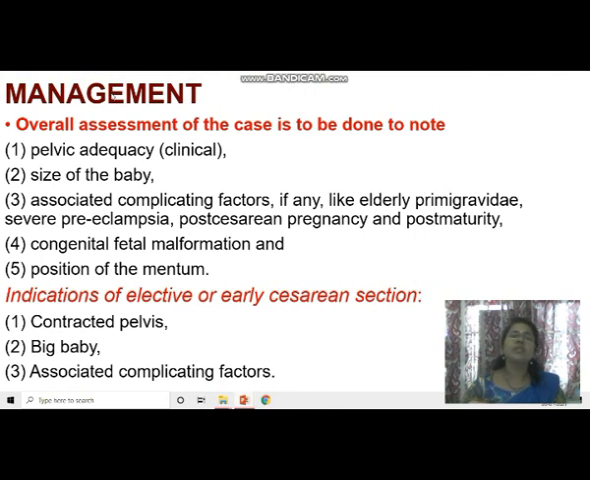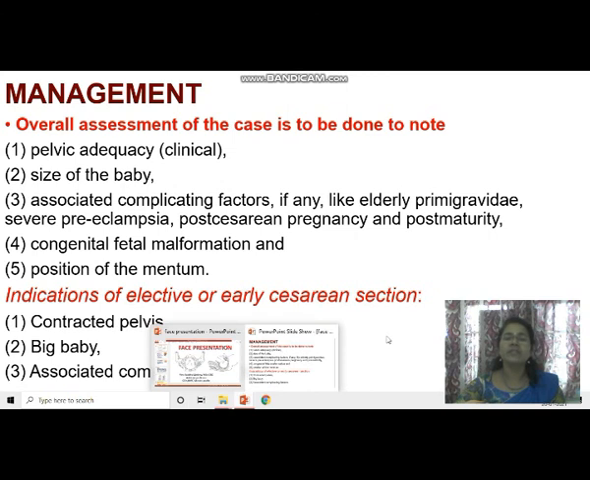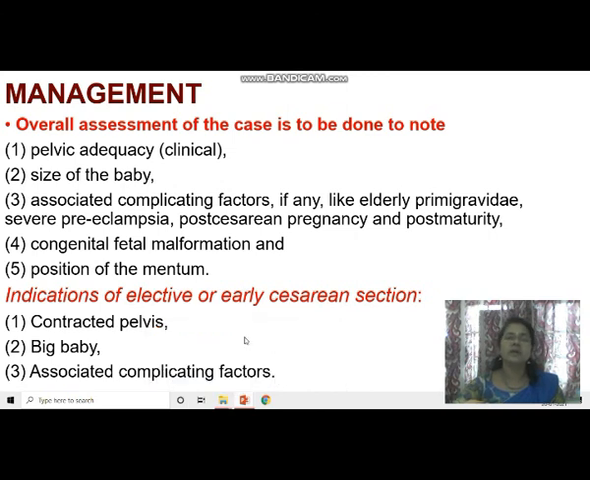And the management: an overall assessment of the case is to be done to know any pelvic adequacy by clinical pelvimetry, the size of the baby, and associated complicating factors if any, like elderly primigravida, severe pre-eclampsia, post-cesarean pregnancy, post-maturity, congenital fetal malformation, and position of the mentum. Indications for elective or early cesarean section include contracted pelvis, big baby, and associated complicating factors. These are what the assessment includes.